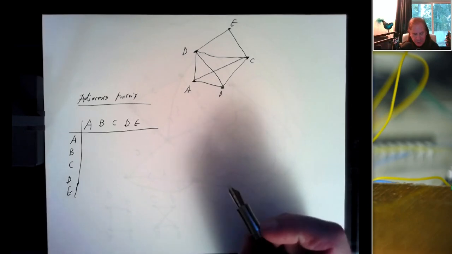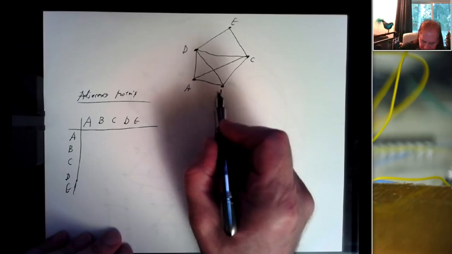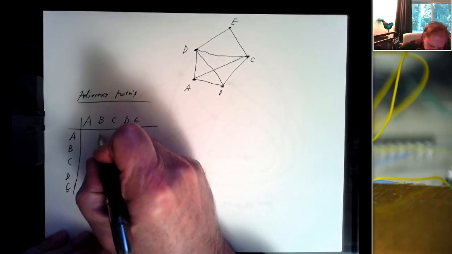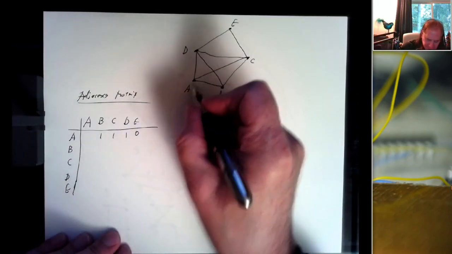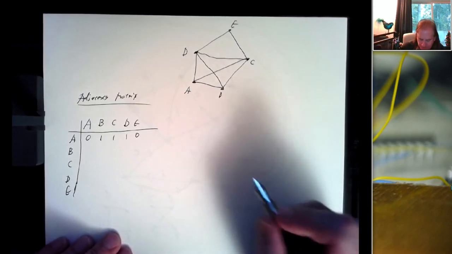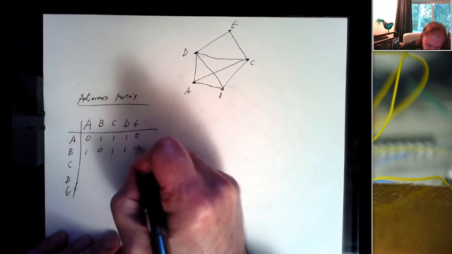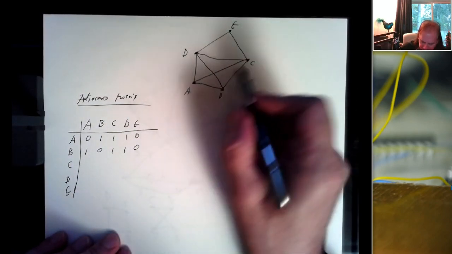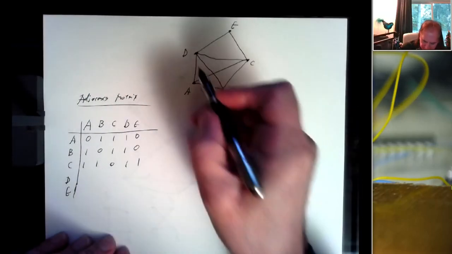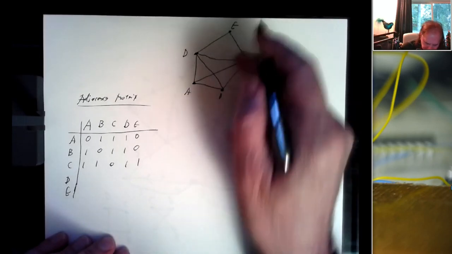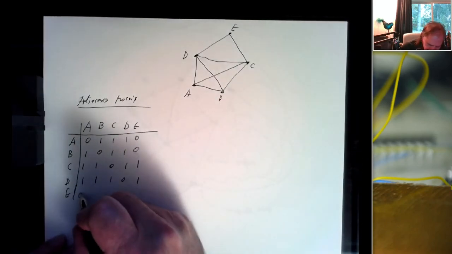And what I'm going to do is record whether there is an edge connecting any pair of vertices. So for example, A is connected to B, C, and D. So I would put a 1 here, here, and here. There's no edge connecting A to E. There's no edge connecting A to itself. B is connected to A and C and D. C is connected to A, B, D, and E. D is connected to A, B, C, and E. And E is connected to just D and C.